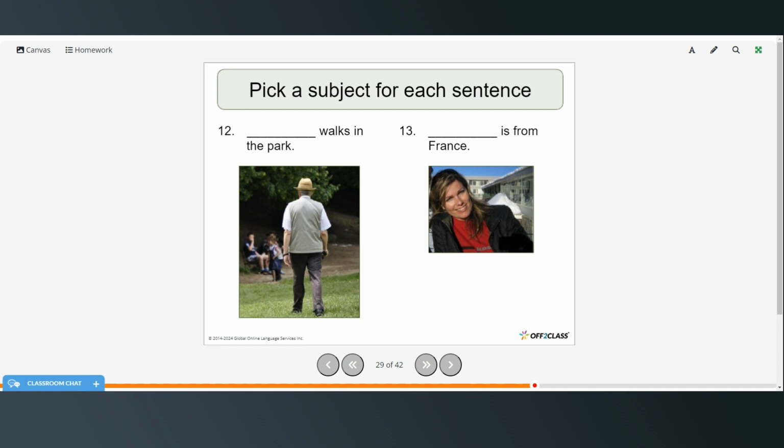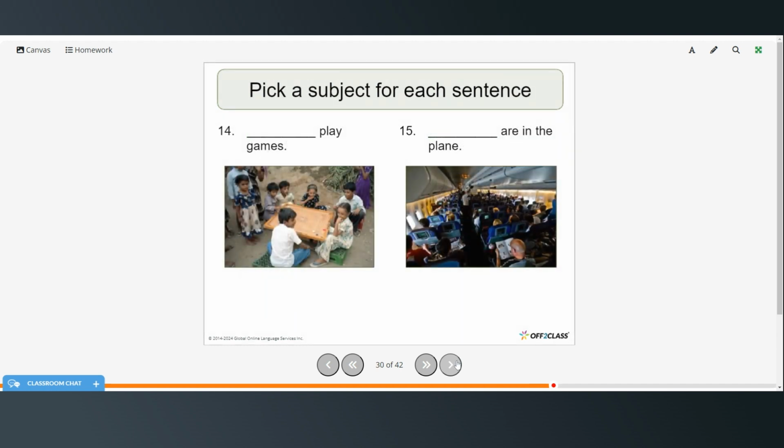Right, a few more. Use the pictures. So he walks in the park. She is from France. Okay. They play games. They are in the plane.